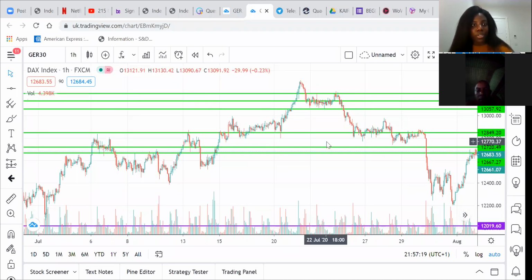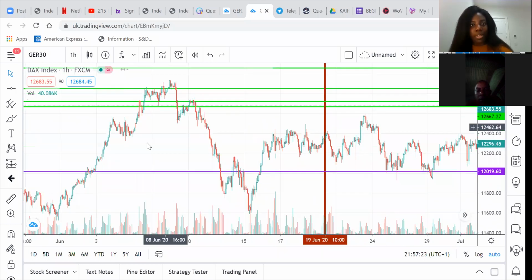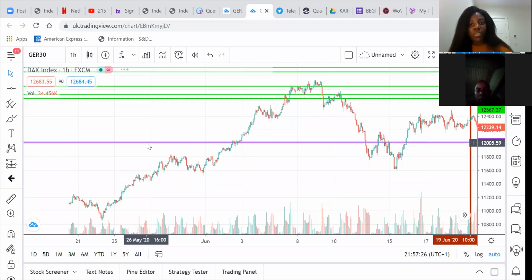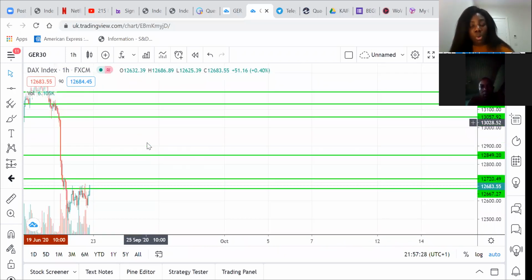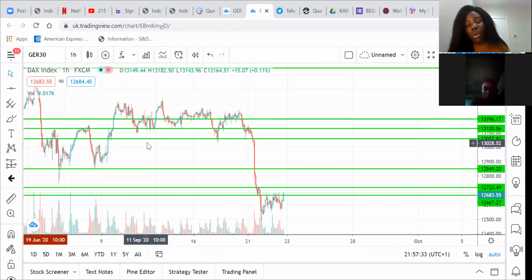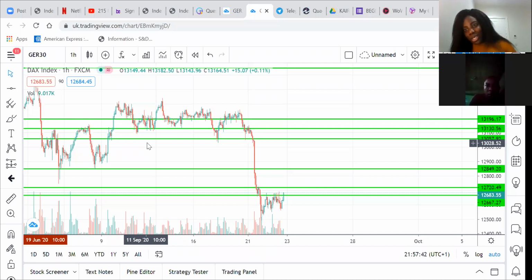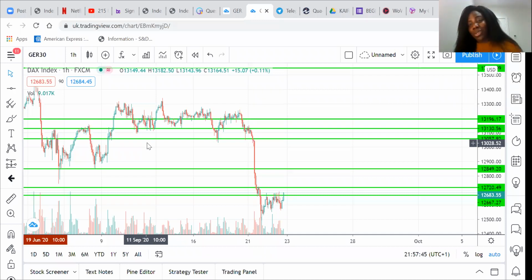So it's not as if I'm guessing, but when you draw out your zones, you have areas where, if it breaks that zone, potentially it's going to go up. If it stays within that zone, it's going to keep consolidating within that zone. And you're basically looking to either get in at the top of that zone for a sell, or at the bottom of that zone for a buy. Why? Because you want to buy low, sell high.